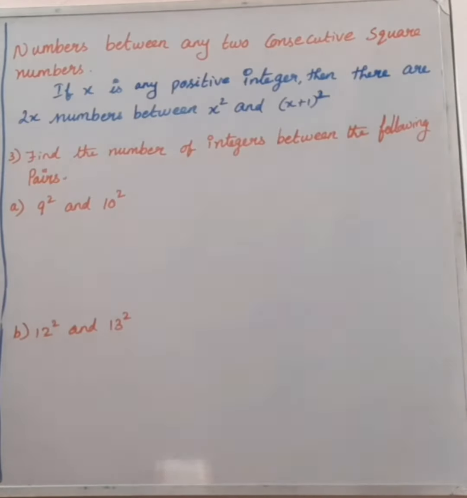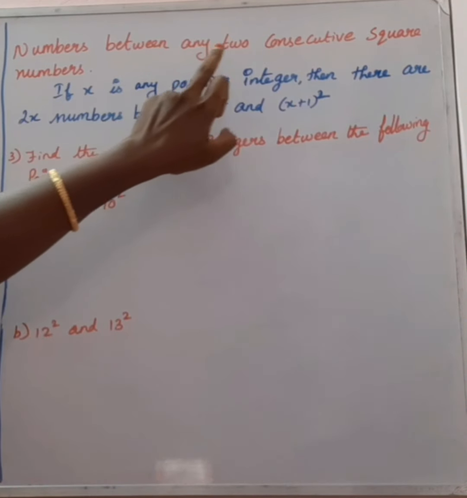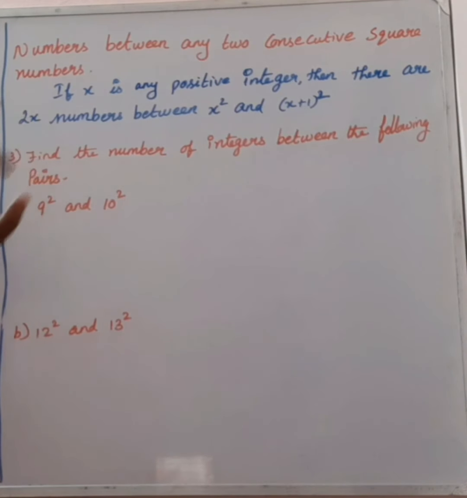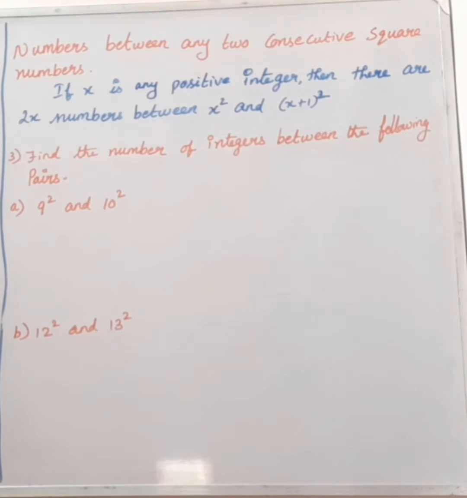See here, the next one is numbers between any two consecutive square numbers. Okay, so we want to find the numbers between the consecutive square numbers. What is the meaning of consecutive? The continuous numbers. If we have the first number as 7, the next number is 8. Likewise, this is called consecutive numbers. Here they are saying consecutive square numbers.